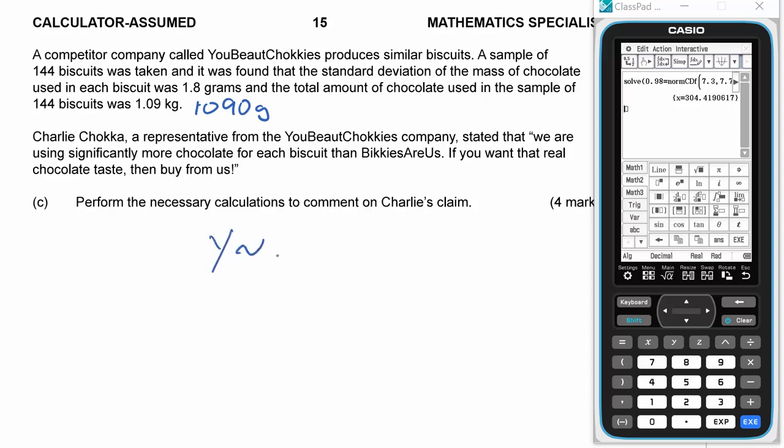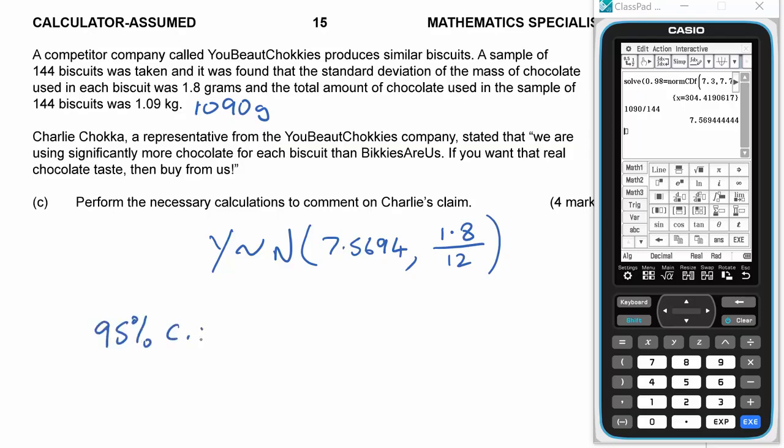So we want to look at their claim as to whether that's true or not. So let's look at it: they're going to be normally distributed, and 1090 divided by 144 is 7.5694, and 1.8 over the square root of 144, which is 12, will be their standard deviation. So let's just do a 95% confidence interval for that.